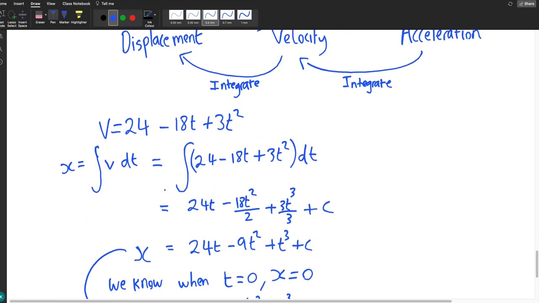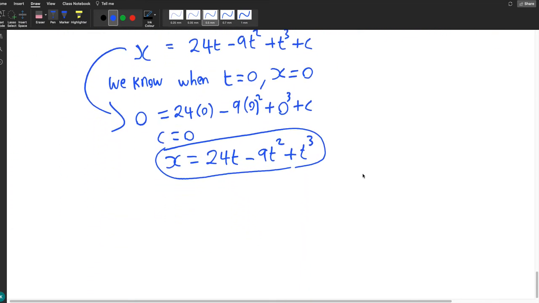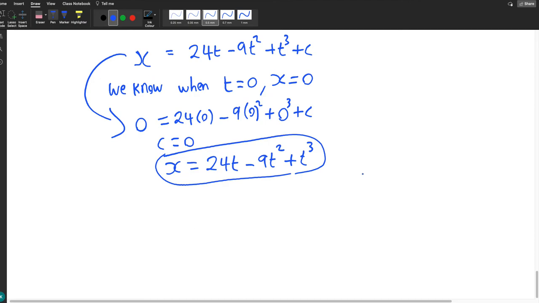Please, please, please do not trip. We have not finished the question. Find an expression for x at time t seconds. We've done that. Then show that when t equals T1, x equals 20, and find the value of x when t equals T2. Okay, so our T1 and T2 values are equal to 2 and 4, so we know this already. So T1 equals 2 and T2 equals 4.